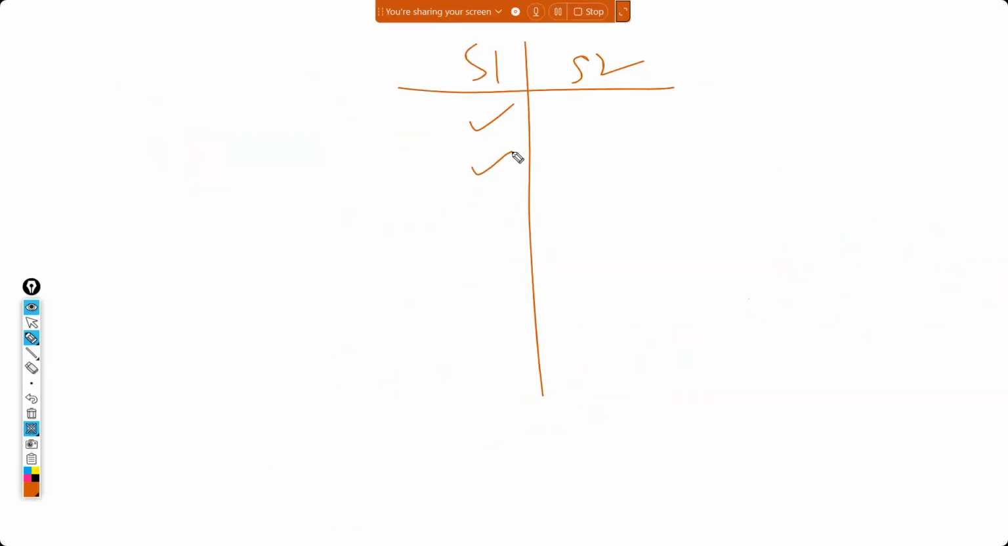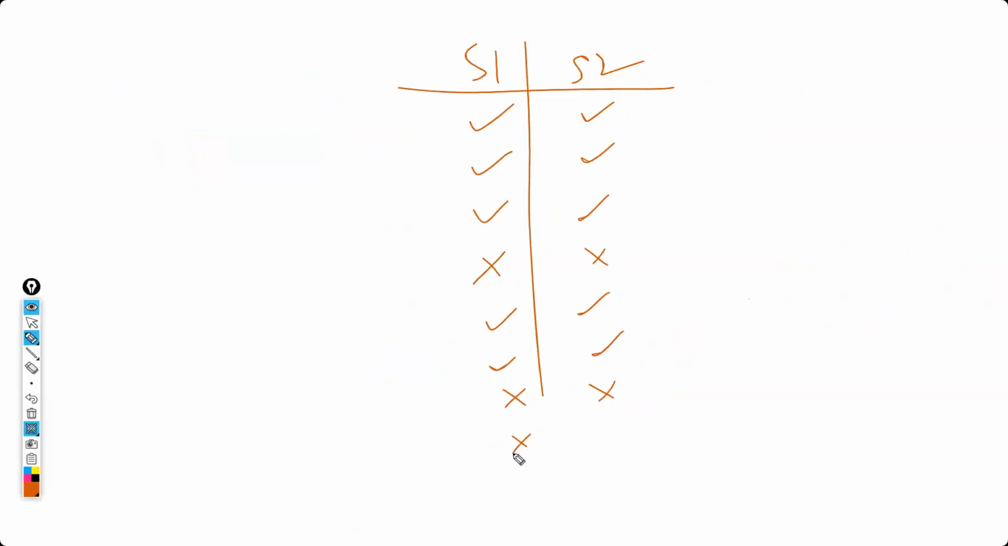For example, in this class, let us take two students. Student 1, student 2. First student is present on the first day, and the second student is also present on the same day. One day this student is absent, and on the same day that student is also absent. Again present, present, present, present, absent, absent, absent. Now, what is the correlation between them? They are 100% correlated.